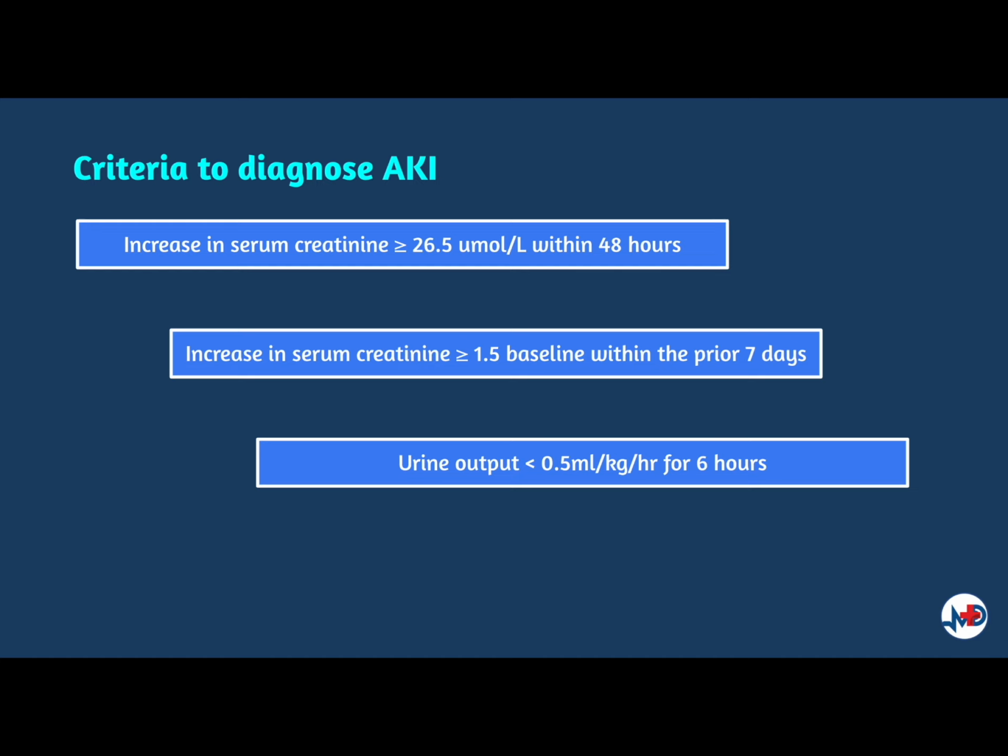It is always best to have a baseline creatinine result to compare to the current results to diagnose acute kidney injury. However, in the absence of a baseline result, you would always assume that the patient has acute kidney injury and there is a possibility of reversibility.